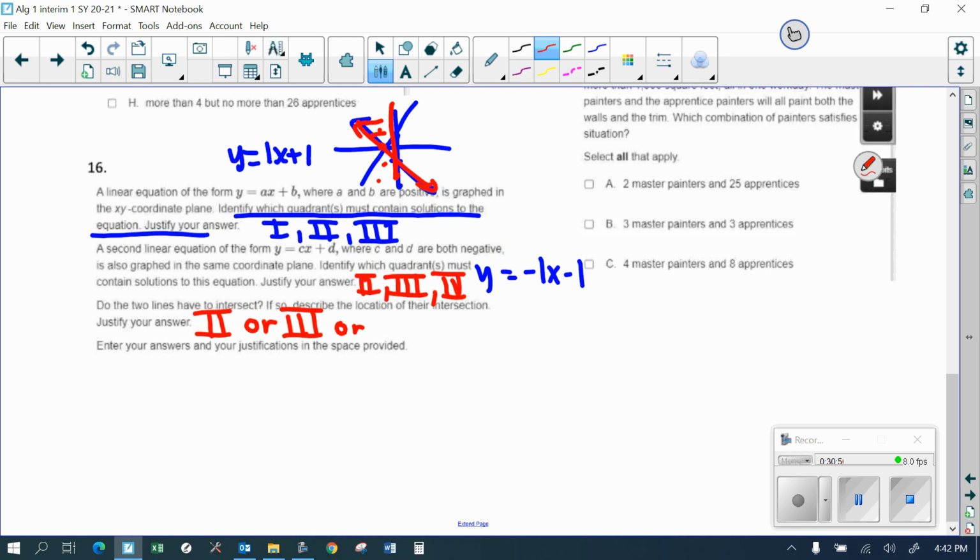Or on the x-axis between quadrants 2 and 3.